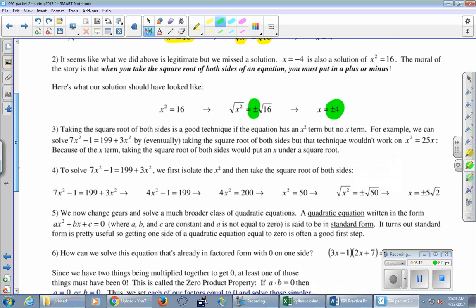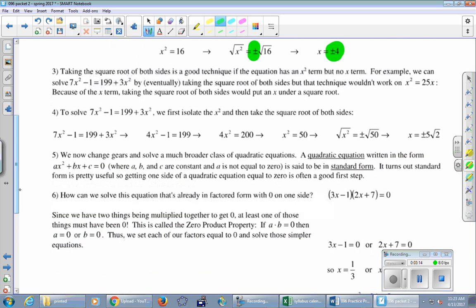Okay, so let's take a look at another more complicated equation that's the same flavor as the x squared equals 16. This one right here. 7x squared minus 1 equals 199 plus 3x squared. So let's do the technique that we're going to do here, and then I'll talk about what makes this the right technique for this kind of problem. It's a very special kind of problem here.